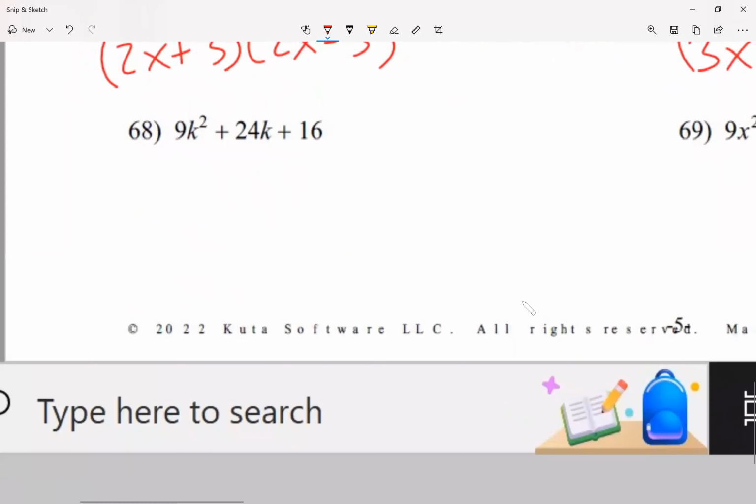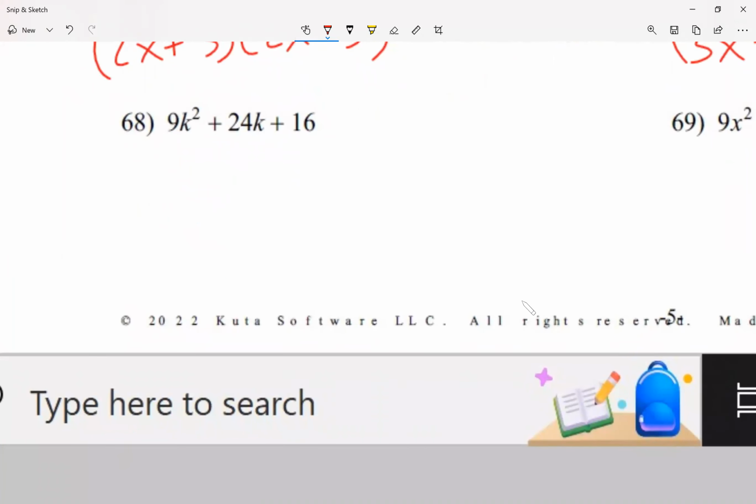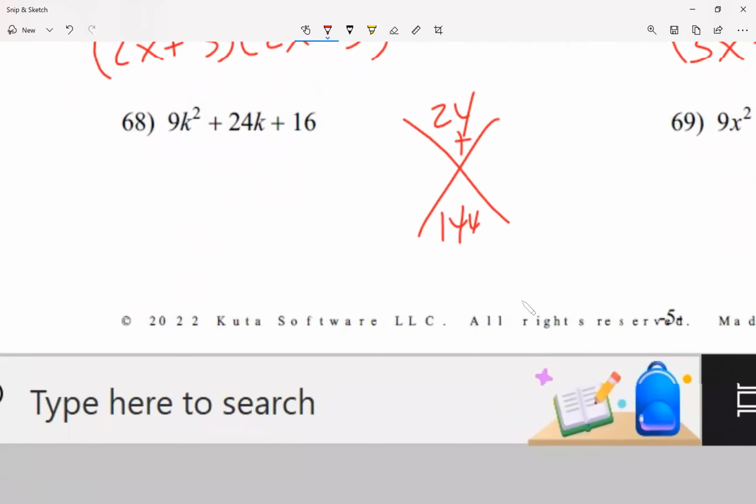Now looking at number 68, I can do the diamond thing. Two numbers that when I add is equal to 24, and when I multiply it is 144. Right, 9 times 16, that's where I got the 144. That can work. However, let me check if this is a special case.